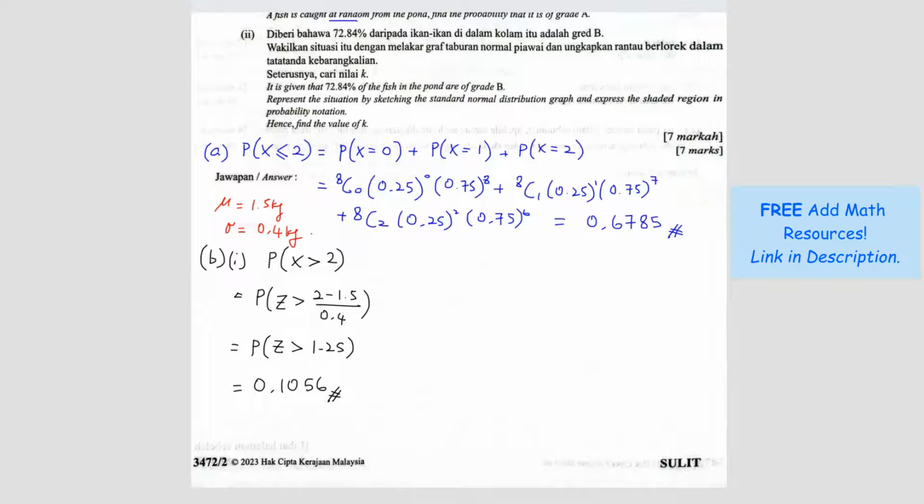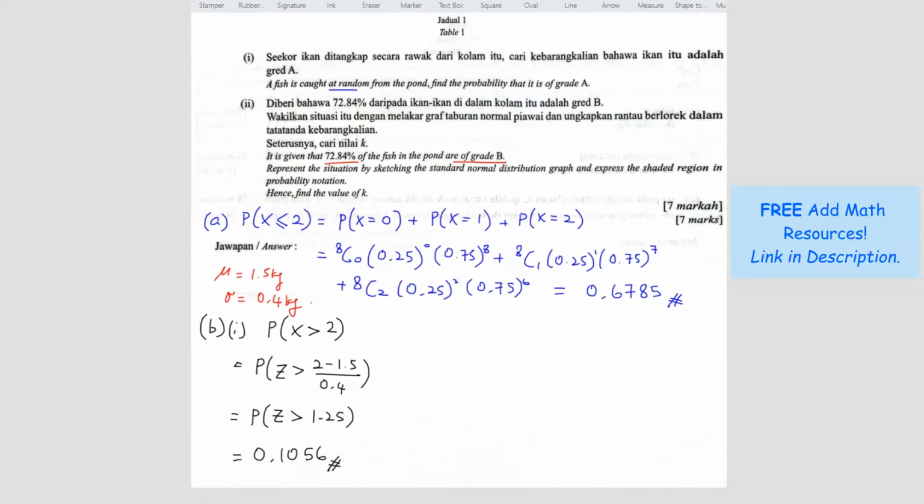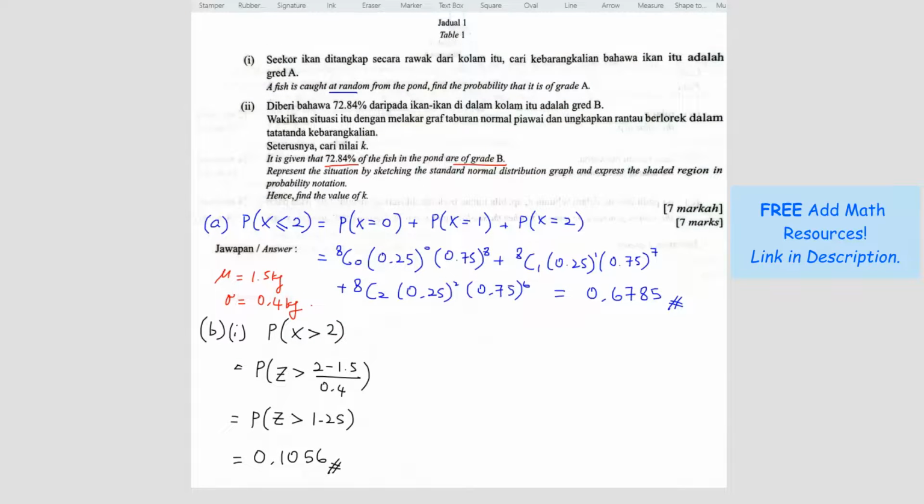Question B2. So B2 is asking for what? It is given that 72.84% of the fish are grade B. Represent the situation by sketching a normal distribution graph and express the shaded region in the probability notation. Hence find the value of k. So they want you to draw the graph and also find the value of k.